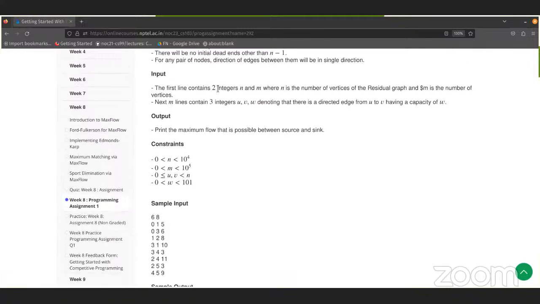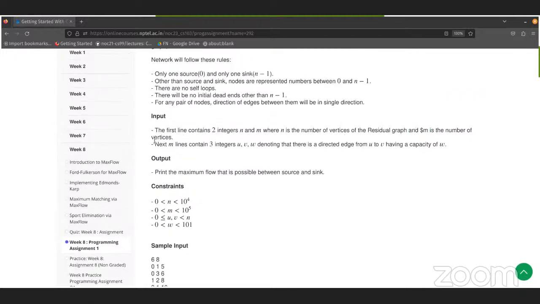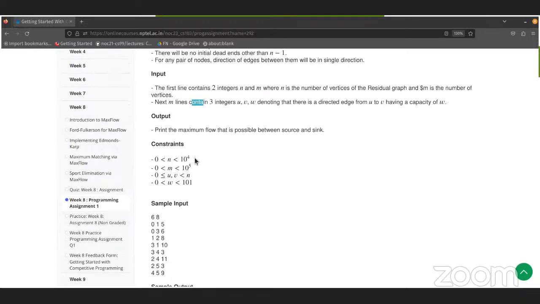The first line contains two integers n and m, where n is the number of vertices of the residual graph and m is the number of vertices, actually m should be the number of edges. The next m lines contain three integers u, v, w, denoting that there is a directed edge from u to v. So this is what the problem statement is, and we have to print out the maximum flow.